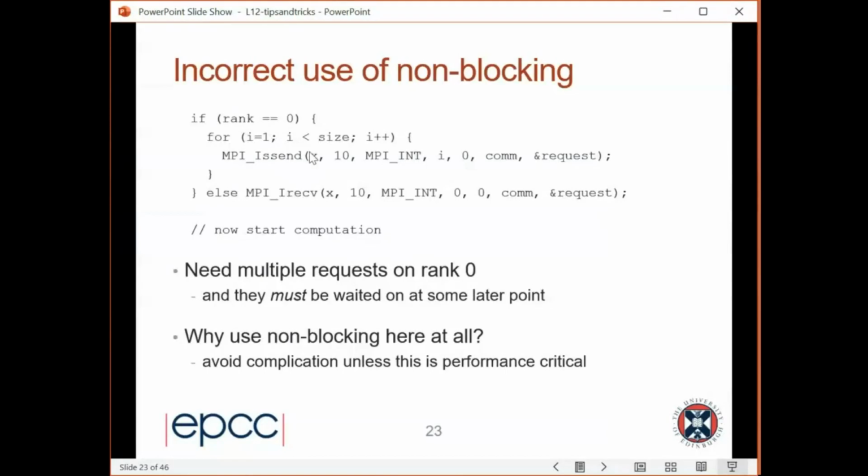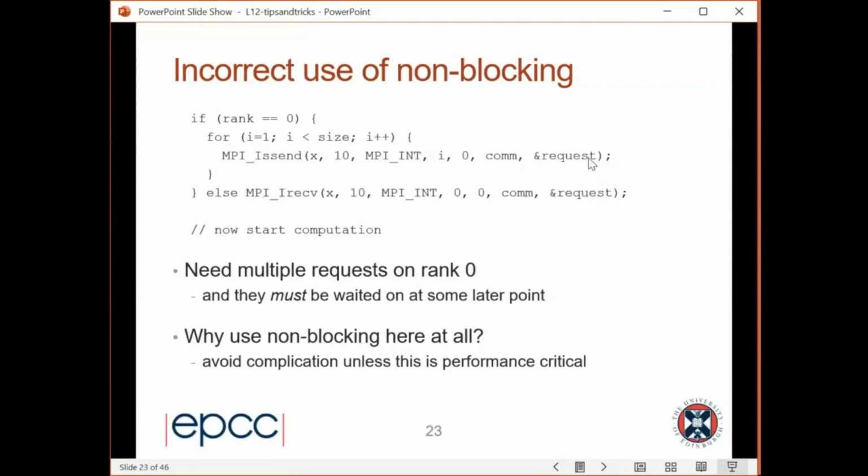The other problem is I'm issuing multiple sends. Remember, when you issue a non-blocking communication, you're asking MPI to do something in the future. Could you please send this message sometime in the future? What MPI gives you back is a request. This is returned to you, and that is effectively like a ticket. This is your ticket number or your receipt, your order number for this communication. What I'm doing here is, when I do i equals 2, I'm issuing a second MPI send to rank 2, but I'm overwriting the request.